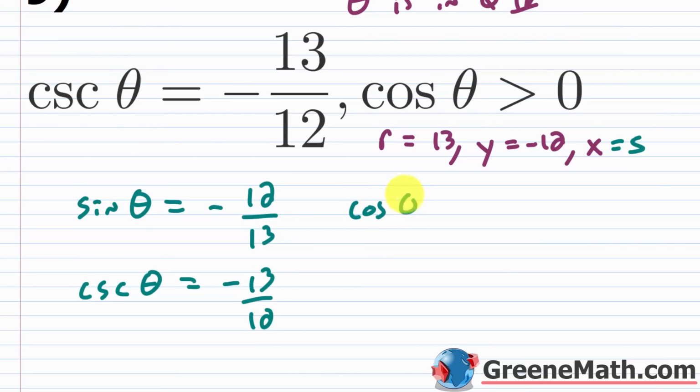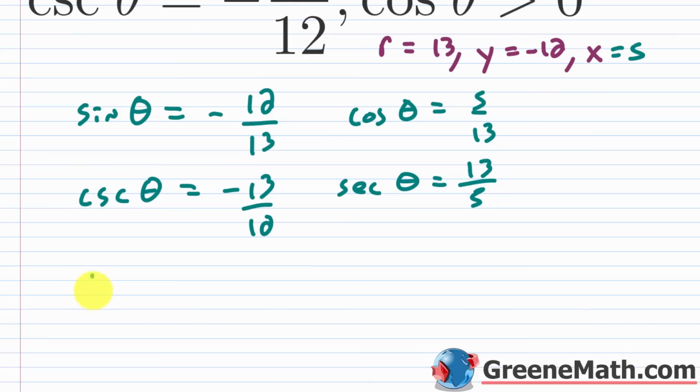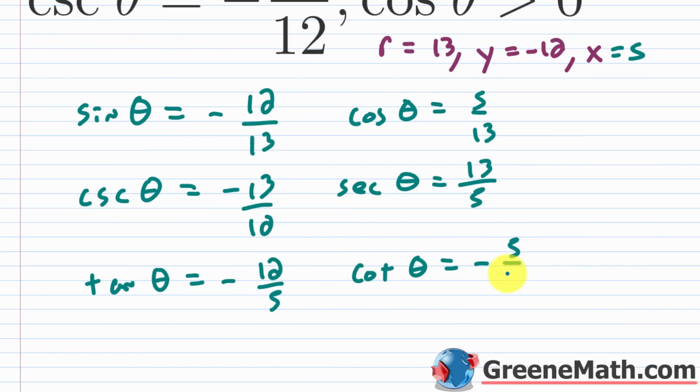For the cosine of theta, this is x, which is 5, over r, which is 13, so 5/13. For the secant of theta, we're going to flip this guy, so this is 13/5. Then for your tangent of theta, this is y over x, so negative 12/5. And then for the cotangent of theta, let's go ahead and flip this. So this is negative 5/12.